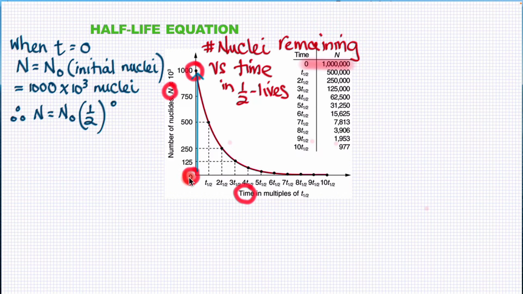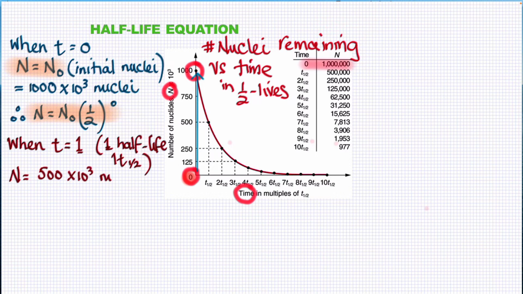Now this happens to be our 0 time. Now as we know, when t equals 0, a half raised to the 0 power is just simply 1. When we repeat this pattern for t equals 1, so at this point here, that's after 1 half-life, t to the half, we have 500 nuclei, or 500 by 10 to the 3 nuclei remaining.